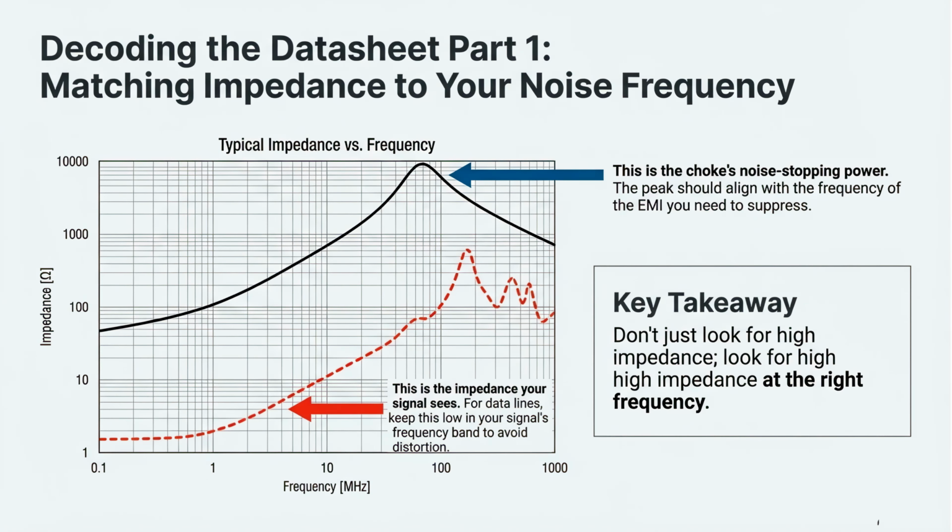When decoding the datasheet, the key takeaway is to match the impedance peak to your noise frequency. This peak is the choke's noise-stopping power. Ensure the impedance remains low at your signal's operating frequency to avoid distortion.